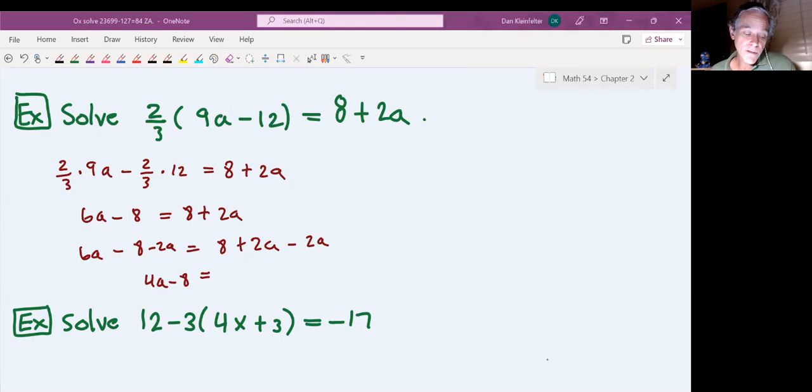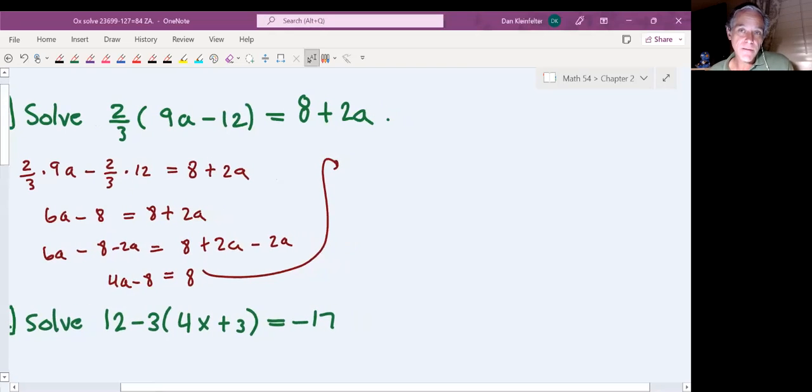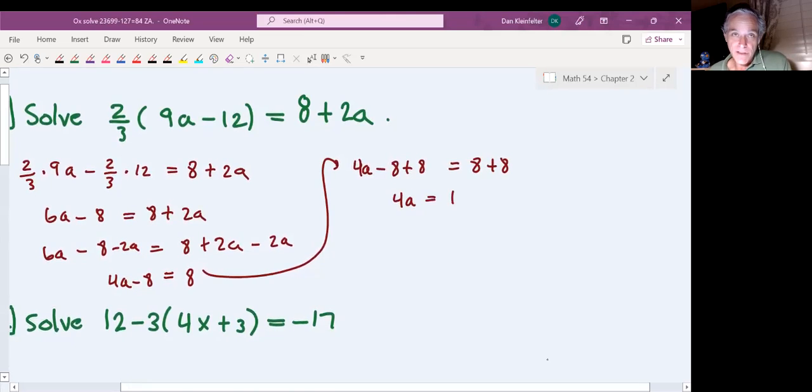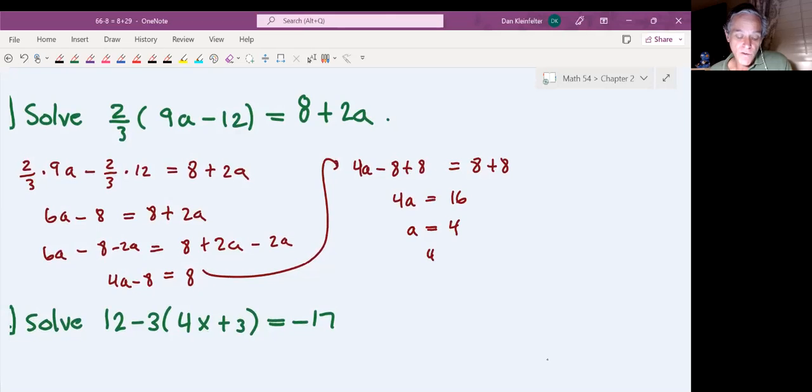So we've combined like terms on the left side that gave us 4a minus 8, and then on the right side, just a single 8. Okay, so now we've committed to having the variables be on the left, so that means that the minus 8 in the back needs to be dealt with, right? So we're going to add 8 to both sides to make it so that we have just 4a on the left and 16 on the right. Once you've done that, you can divide both sides by 4 to get 4 for a solution.